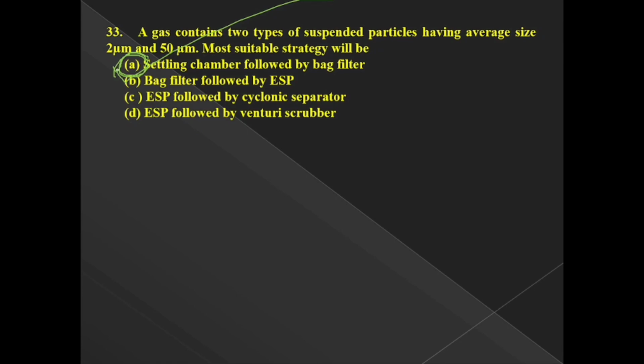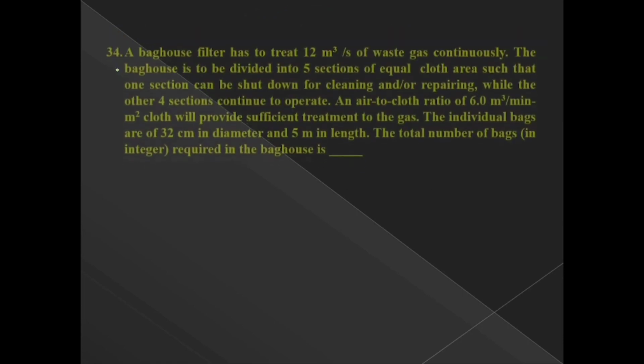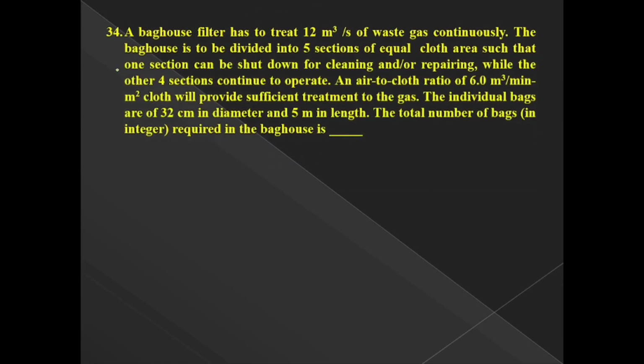Okay. Now the next question is question number 34. A bag house filter has to treat 12 meter cube per second of waste gas continuously. The bag house is to be provided in 5 sections of equal cloth area such that one section can be shut down for cleaning and repairing while the 4 sections continue to operate. Means one is standby here basically.